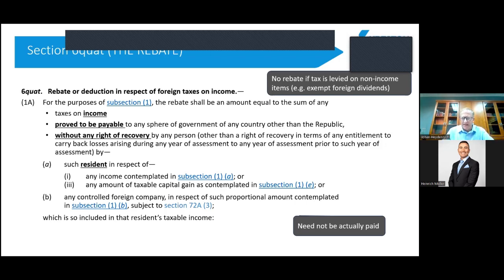Also, if you've paid an amount more than is proved to be payable, then it also doesn't qualify. So often what happens is that you have interest, and they will have interest withholding taxes. And in terms of the DTA in South Africa, the interest withholding tax may reduce from maybe 15% to 5%, but they withhold 15%. Now, all that is proved to be payable is 5%. Even though you've paid 15%, what is proved to be payable is 5%. So you only get it on the amount that is proved to be payable. That's a critically important definition in this whole thing.